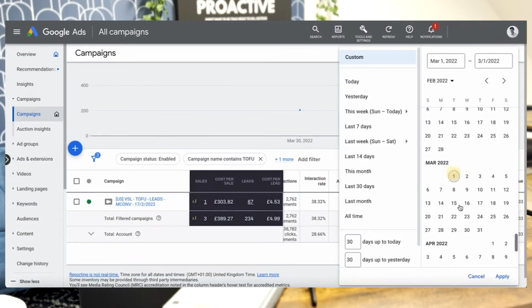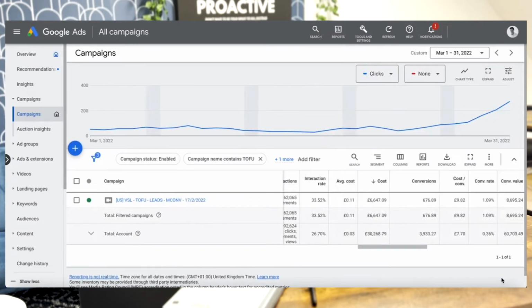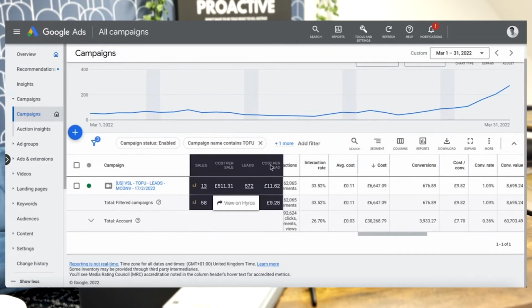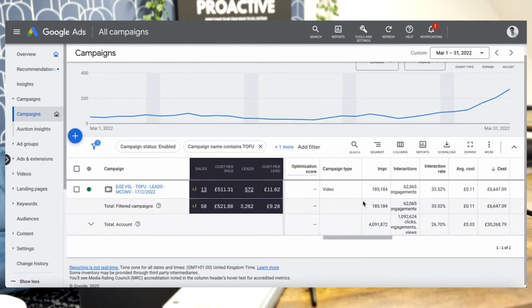If I just look at the results throughout March, again, you can see this. I'm going to talk about the actions we took to generate some of these results and how we were approaching things in a second, but I just want to give some stats and context. You can see here 13 sales reported back, £511 per sale, 572 leads at £11 a lead. So the lead cost has come down. It's working quite well now, within our KPIs. Now, 13 sales, again, it's not terrible. It's not too bad at £511, but we'd like to see it reduce.